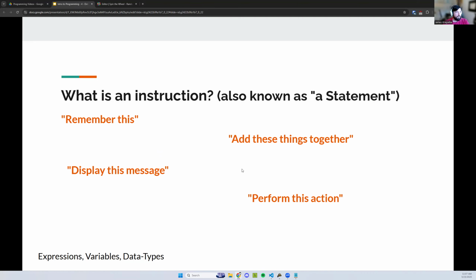Computers are the same way. We use these instructions that are very explicit and specific, and computers don't know broad language. They just have to be spoken to very specifically. But they do know things like we can tell them to remember certain things. We can tell them to add things together. Computers love math. They love doing it for us too. And then display a message, perform some action. We can tell these computers to do things using instructions and statements all we want.